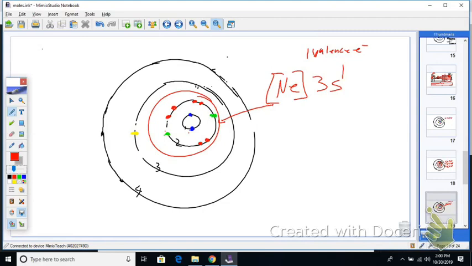So this is what I'm going to have you do. I'm going to have you go ahead and determine, starting with neon, so neon will be our starting point, the electron configuration for sulfur. So we're going to find sulfur. Go ahead and do that with your periodic table, and we'll see if you get it right or not.